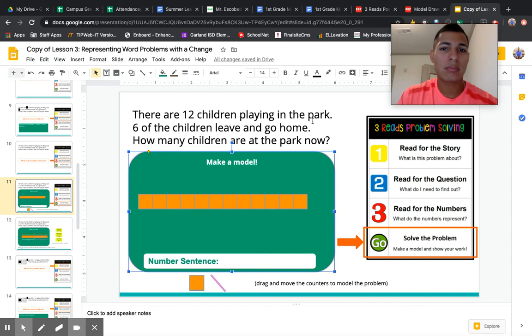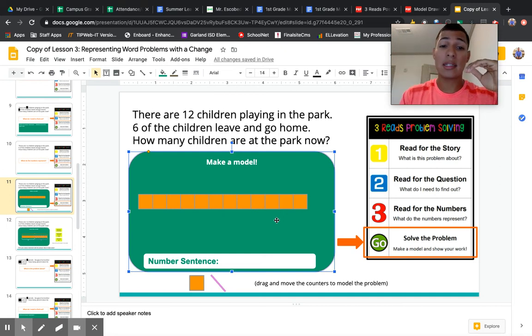That's my 12 children. Next part of the sentence: 6 of the children leave and go home. Leave and go home. So if our children are leaving and going home, am I adding more children to this model? Or am I taking away children from this model? They're leaving, so we're definitely not adding. I say children are leaving from the park. So we're subtracting in this problem.